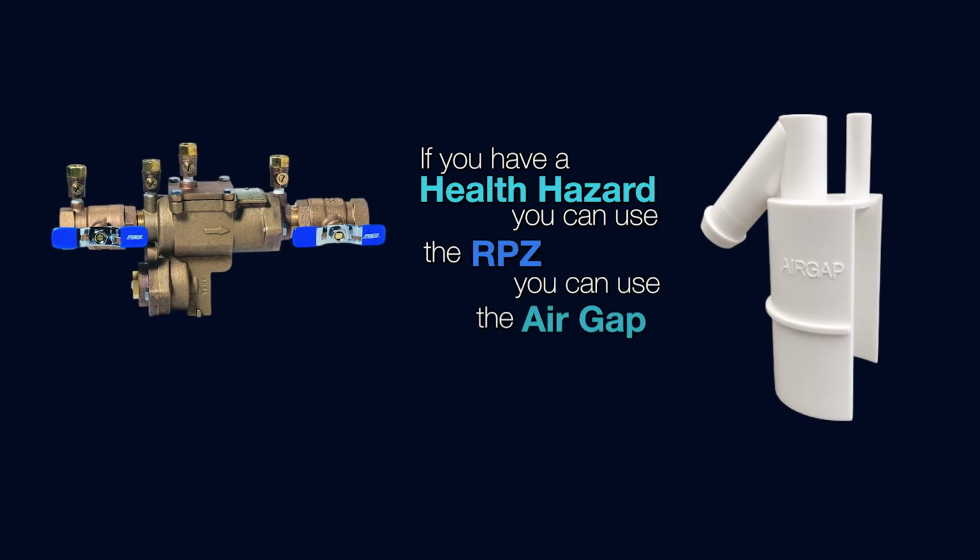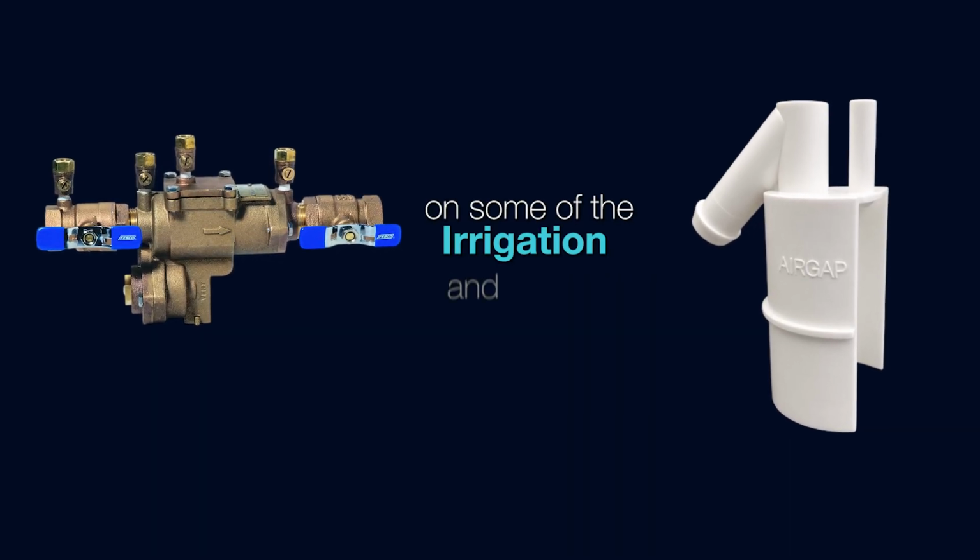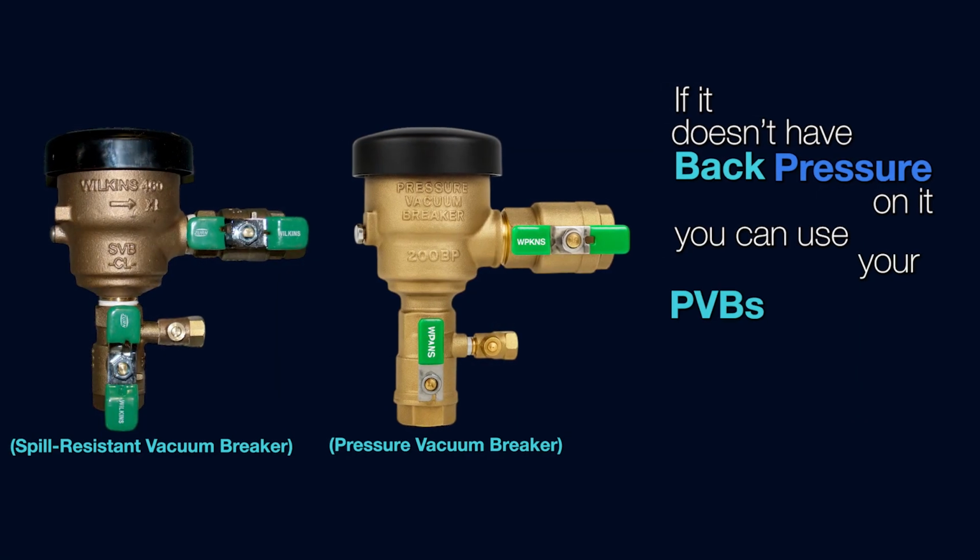If I have a health hazard, what assemblies can I use? Well, if you have a health hazard, you can use the RPZ, you can use the air gap. On some of the irrigation, if it doesn't have back pressure on it, you can use your PVBs and SVBs.